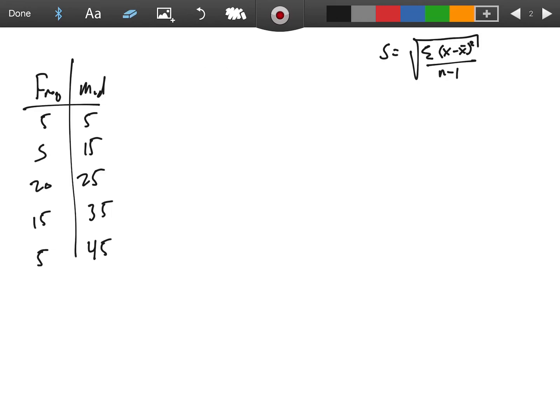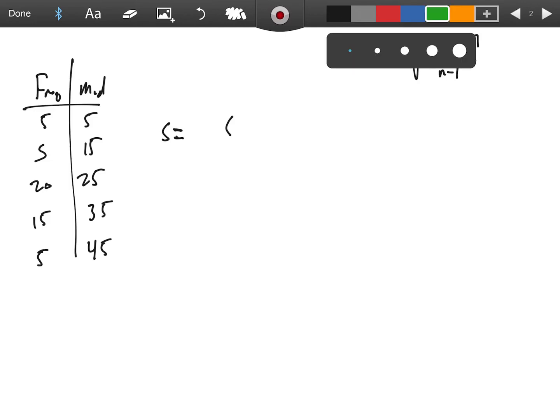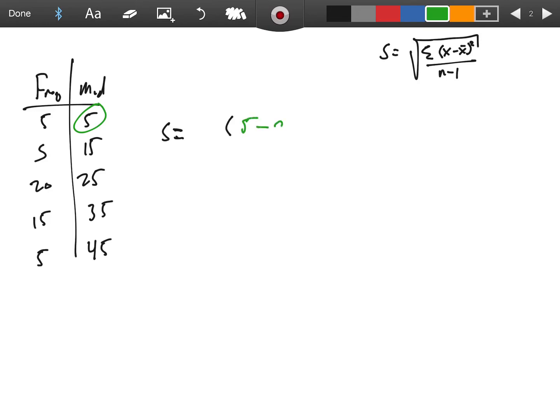And so you'll see how this works. I'm going to ignore the square root for right now, and let's just build this. So I have my value, the one at the midpoint. My value minus the mean, and we calculated the mean to be 27, quantity squared.